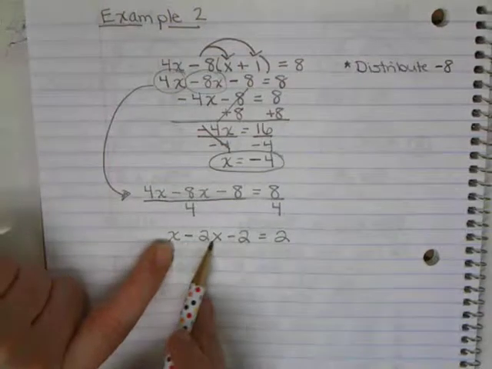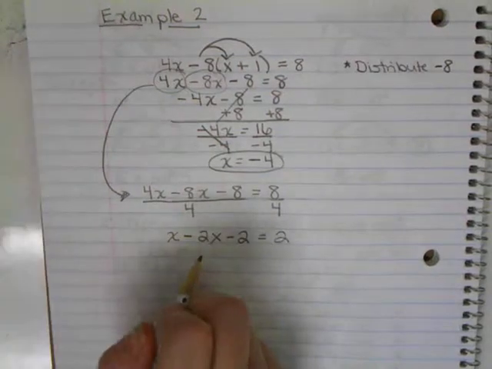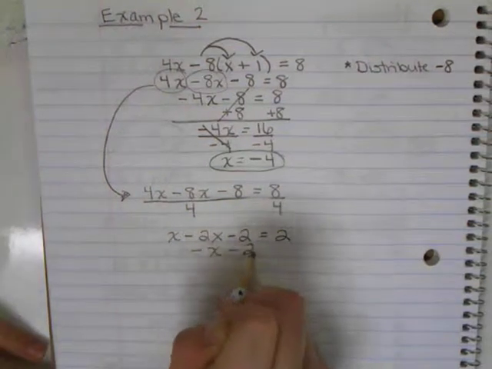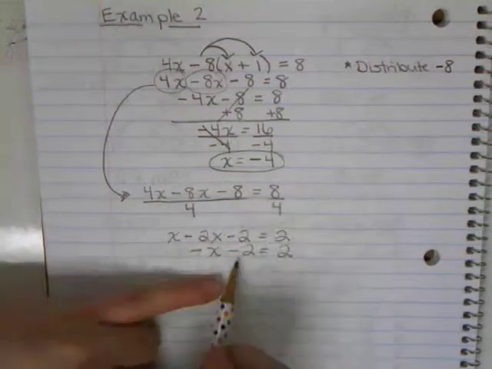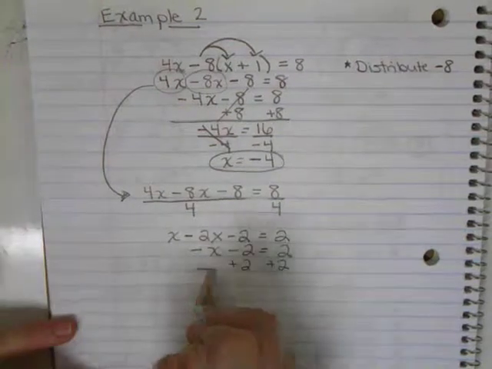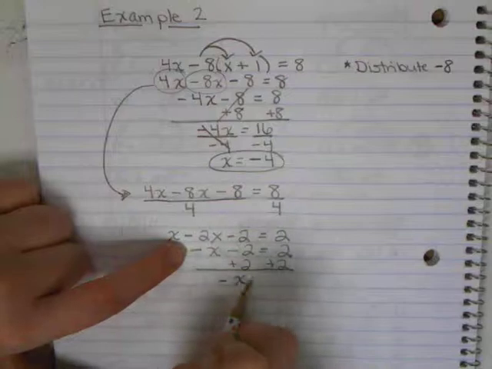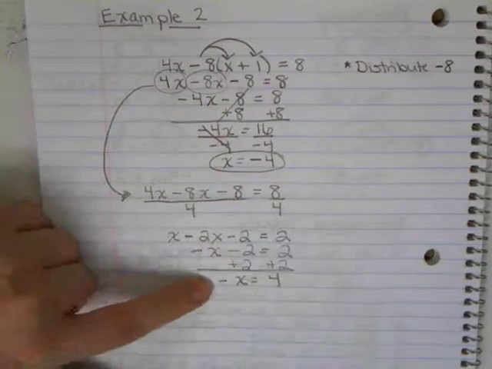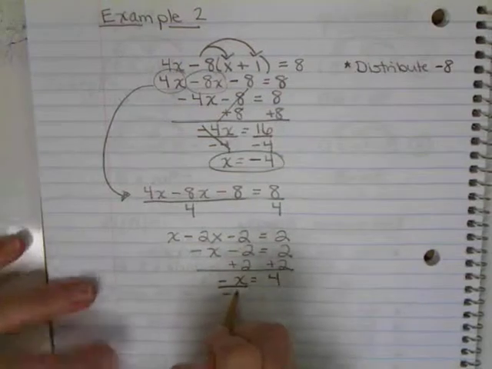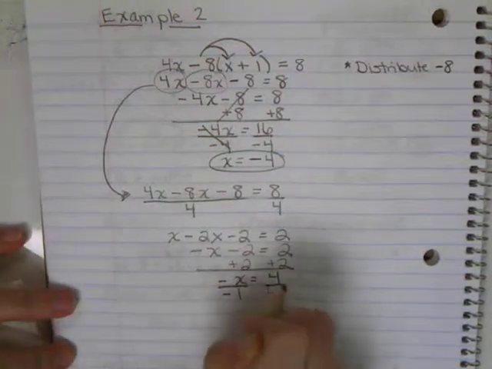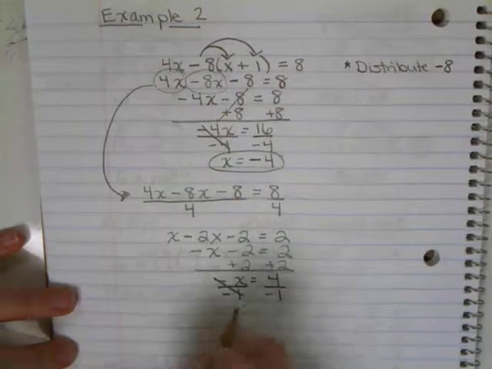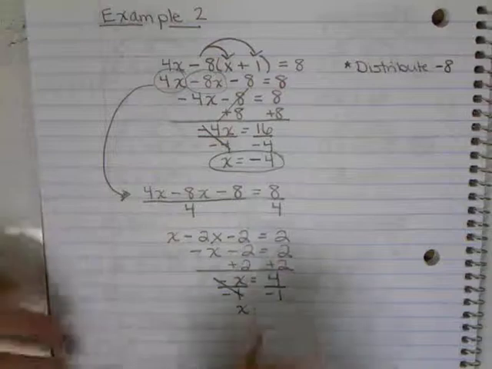x minus 2x is negative x, minus 2 equals 2. How do I cancel this one out? Add 2. So I get negative x equals 4. Is the variable by itself yet? No, so I need to divide by negative 1. A negative divided by a negative cancel out, and I'm left with just x. And 4 divided by negative 1 is?